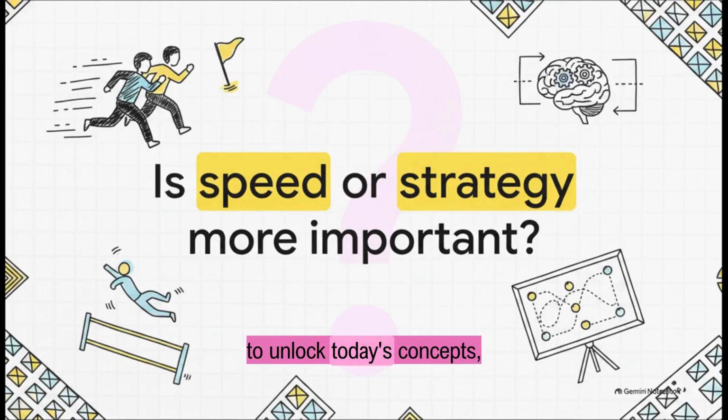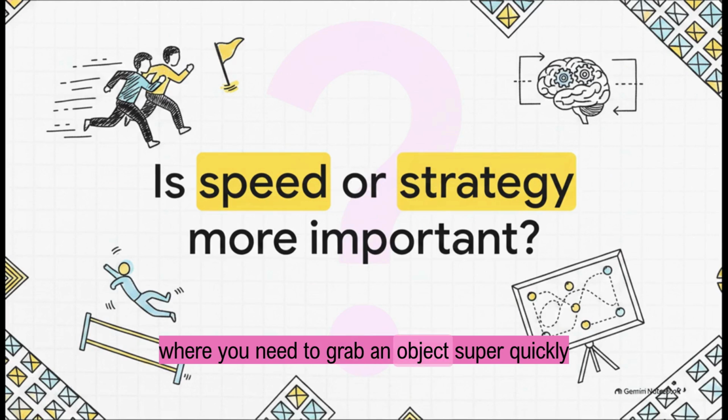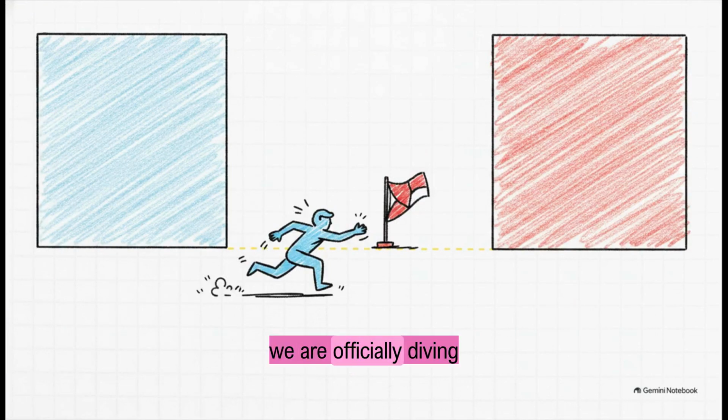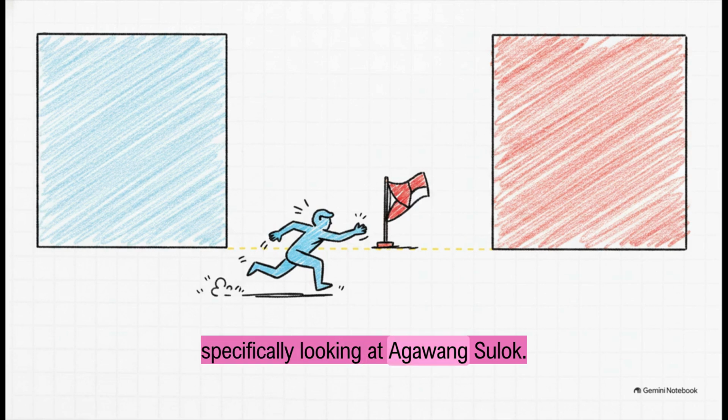So, to unlock today's concepts, I want you to picture a scenario. Have you ever played a game where you need to grab an object super quickly and run back to your team? Here's the real puzzle. What do you think is more important in a game like that? Speed or strategy? Ask yourself why. Because honestly, being the fastest person on the field doesn't always guarantee a win if you don't have a solid plan. Today, we are officially diving into our lesson title, Invasion Games, specifically looking at Agawang Sulak.